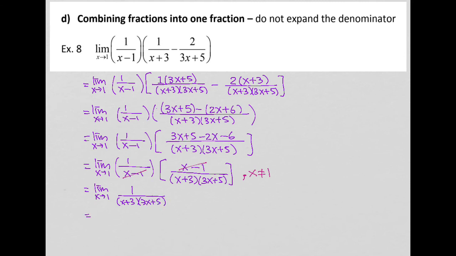If I put 1 into the denominator, does that become 0? No. That means we can do direct substitution. And once you put the 1 in for x, you do not write limits anymore. So 1 over 1 plus 3 is 4, and 3 times 1 plus 5 is 8. So the answer will be 1 over 32. That's your limit.